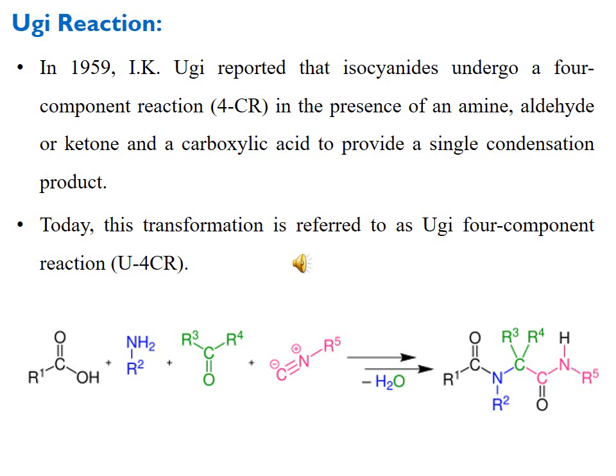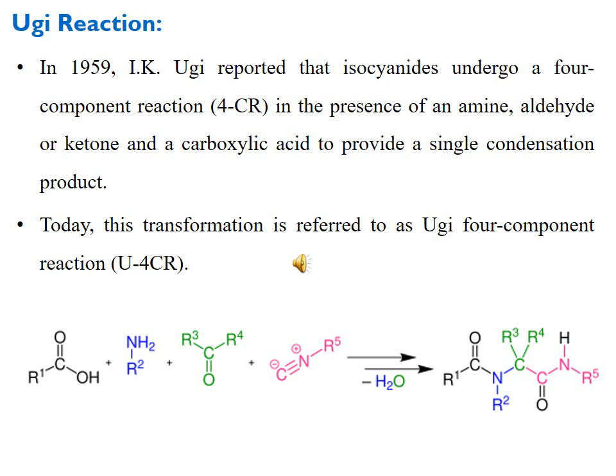Here you can see the general overall reaction of this Ugi reaction: a carboxylic acid bearing R1 moiety, then an amine R2 moiety, then a ketone or aldehyde bearing R3, R4, and then an isocyanide bearing R5 moiety, combined with the removal of a single water molecule, we get the final product. This is basically an amide, and here you can see the different color combinations tell you about the different parts of this molecule.